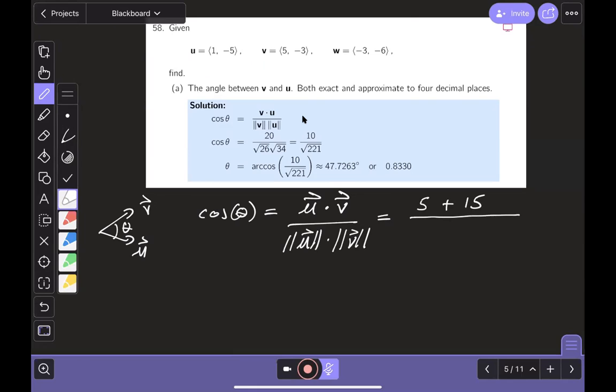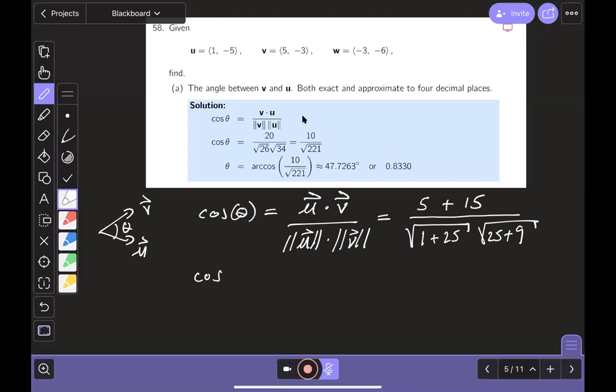We'll do that later. What's the length of U? It's a root problem. And what's that going to be? Well, 1 squared is 1. And minus 5 squared is 25. And again, we'll do that later. What's the length of V? 5 squared is 25. And when you square minus 3, you get 9. All right, let's write this down.